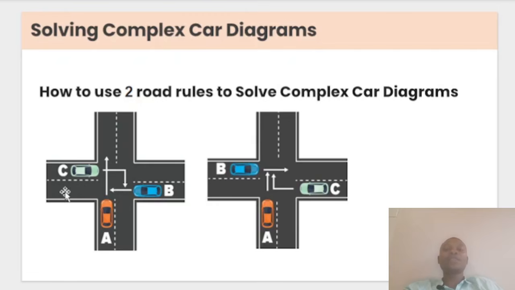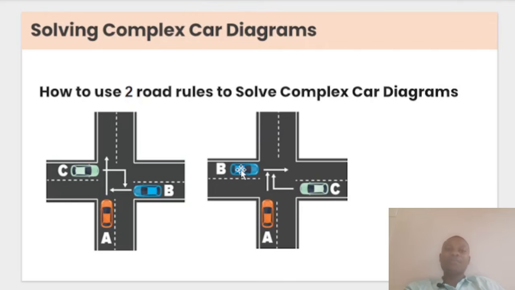So B goes first. Now the second road rule that we're going to use is cars in the same road move at the same time, which means that as B is moving, C will take advantage. So first is B, then C, then last is A. Hope you've understood that. Now moving on to the second car diagram.